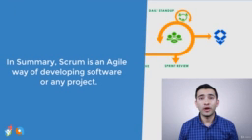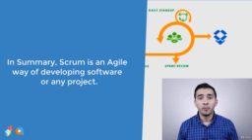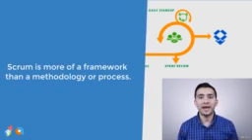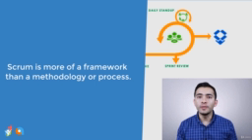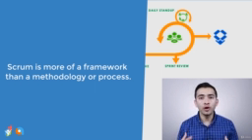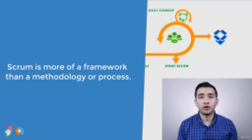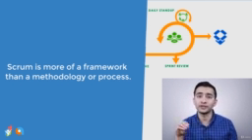Scrum is an agile way of developing software or any project. A lot of the time out there, people perceive Scrum as a methodology, but there's a lot of utility if you look at Scrum as a framework. When you look at Scrum as a framework, then it's a little bit more than a process. It's more of an adaptive framework that can allow your teams to become agile, and you can place more value on being agile than just doing perfect Scrum.